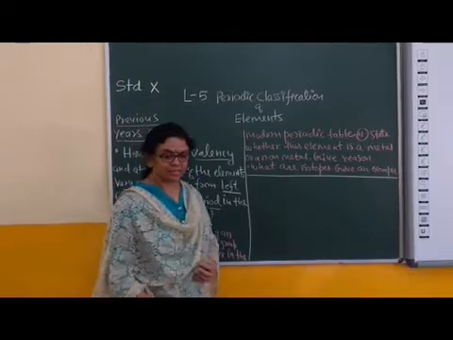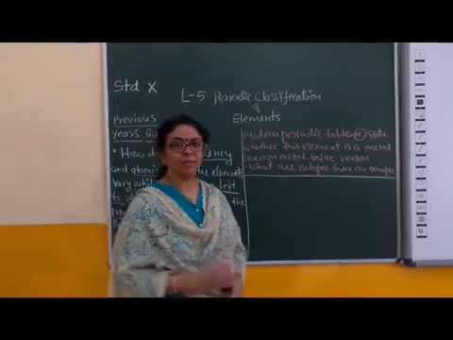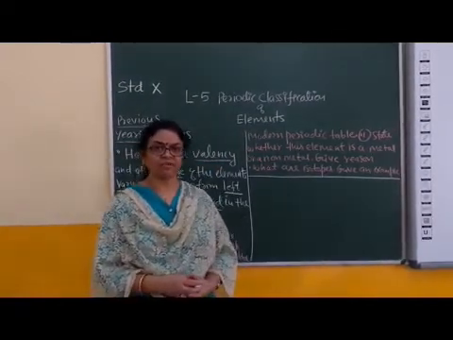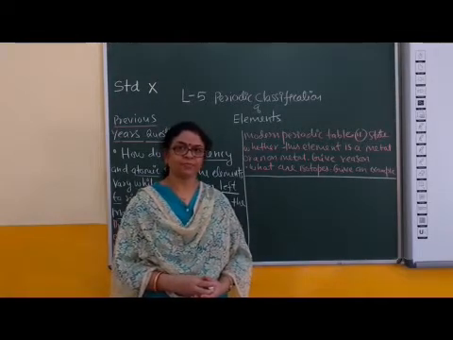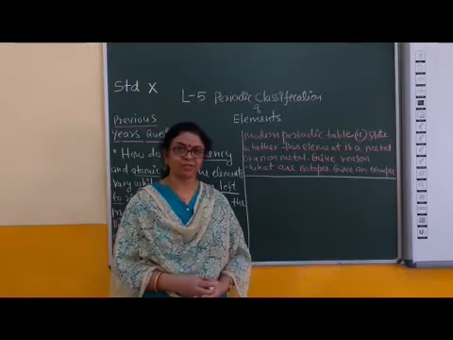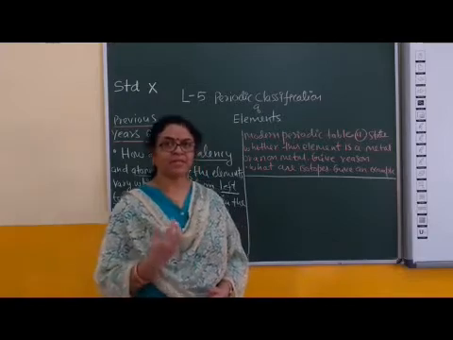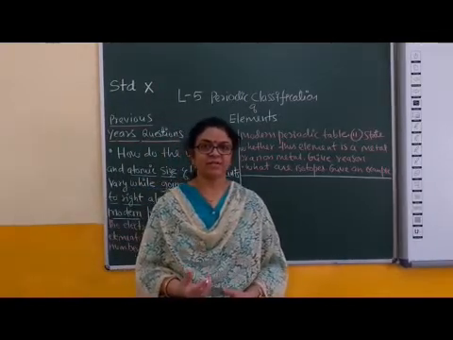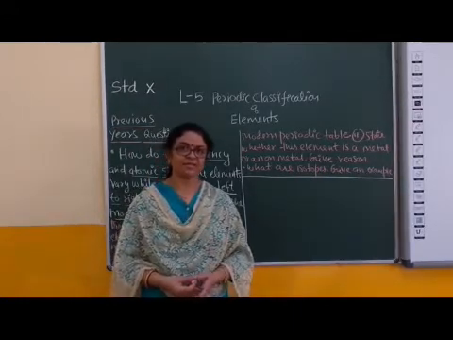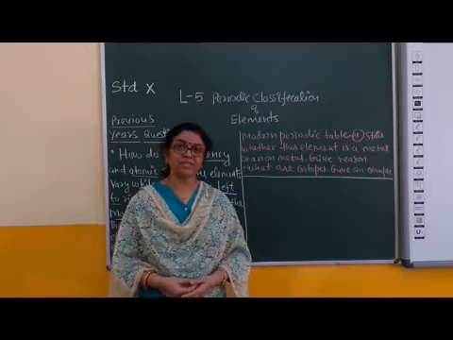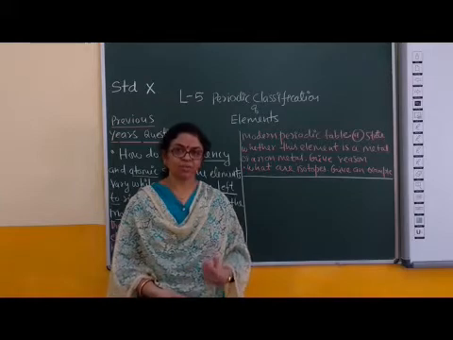Children, valency is the combining capacity of any element. For example, the combining capacity of sodium is 1. The combining capacity of magnesium is 2. It depends upon the number of valence electrons. If one valence electron is present, then the combining capacity is 1. If 2 valence electrons are present, then 2. If 3 valence electrons are present, then 3. If 4 valence electrons are present, then 4. For more than 4, apply a different rule.